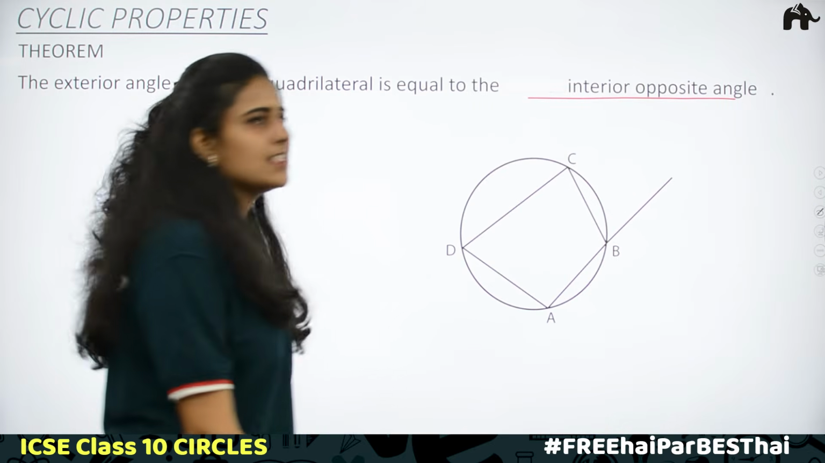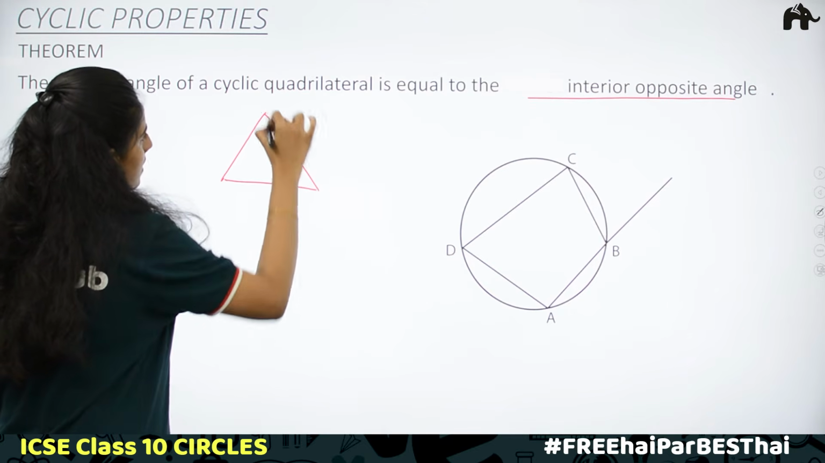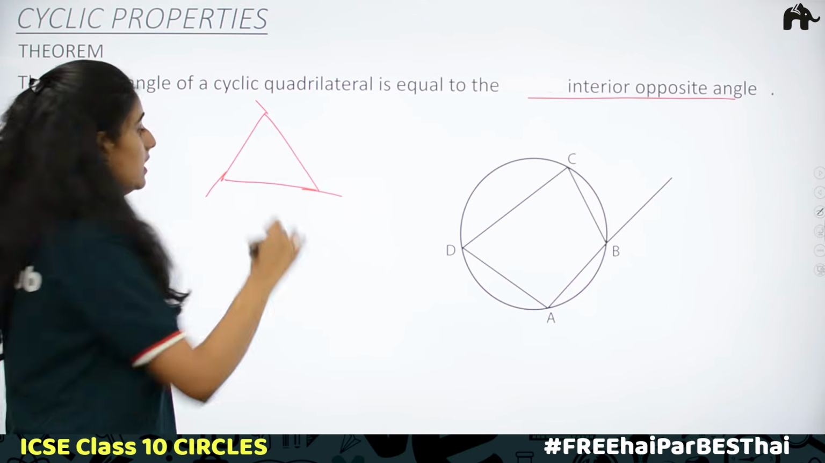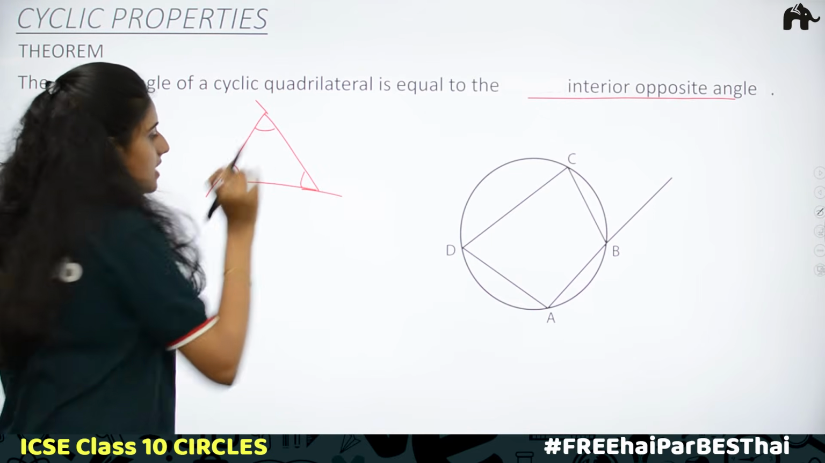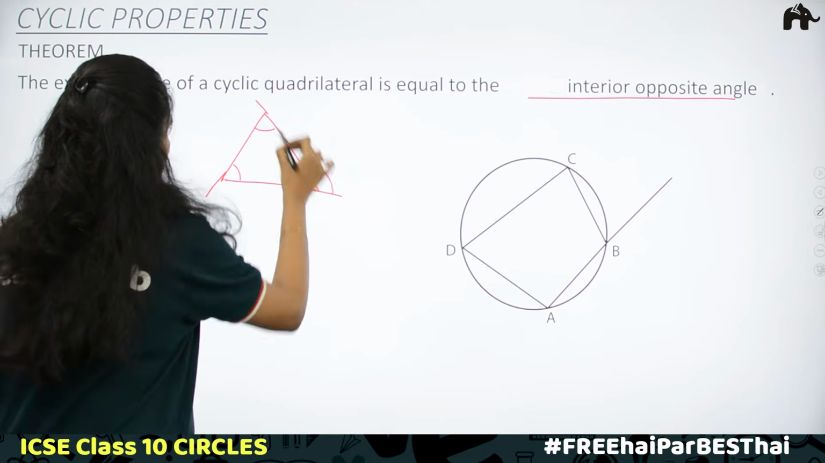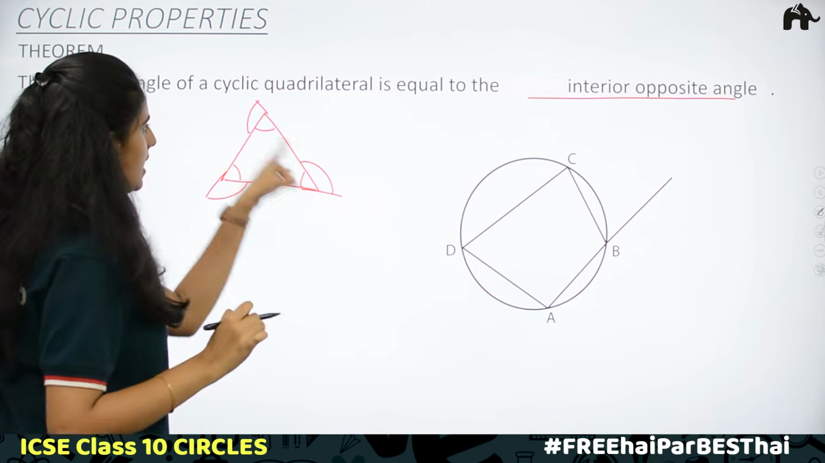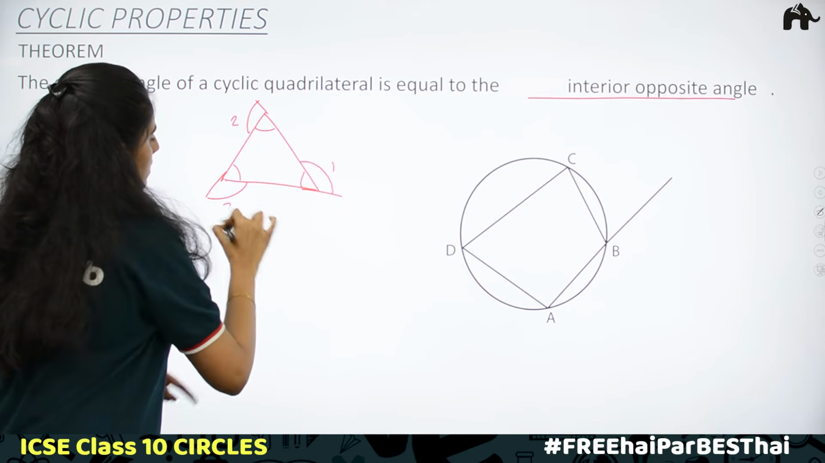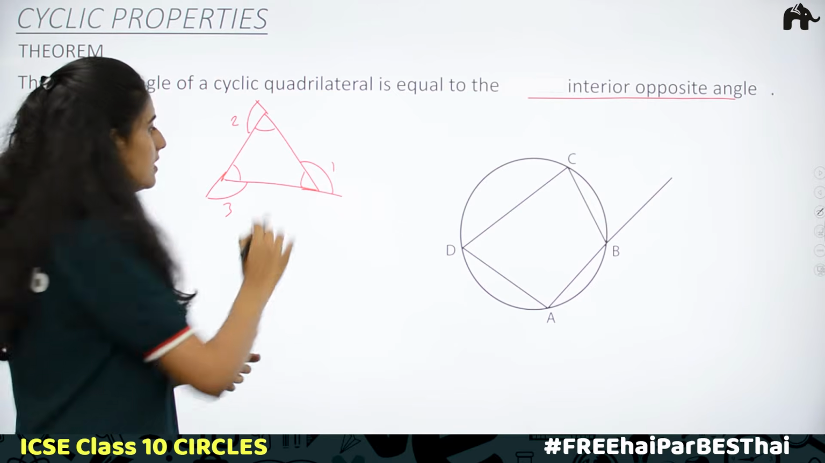What are interior angles and exterior angles? If you take a triangle, so this is a triangle. These angles are called interior angles, inside the triangle. And these angles are called exterior angles. These three angles, 1, 2, 3, these three are exterior angles. That is, they lie outside the triangle.